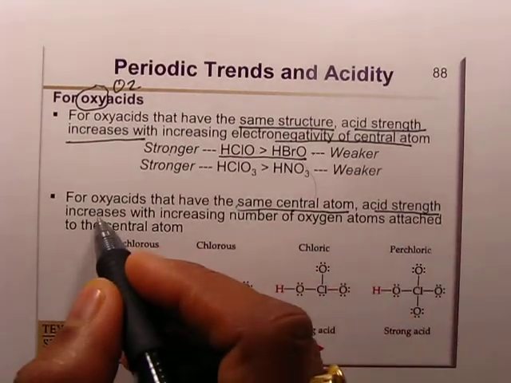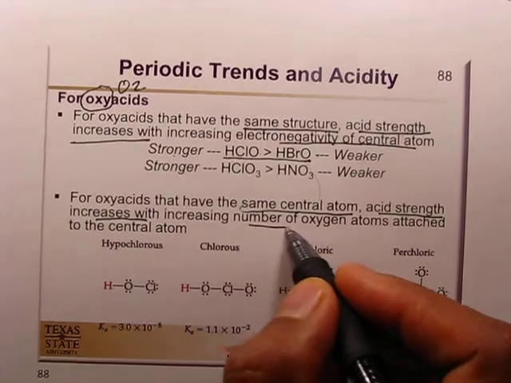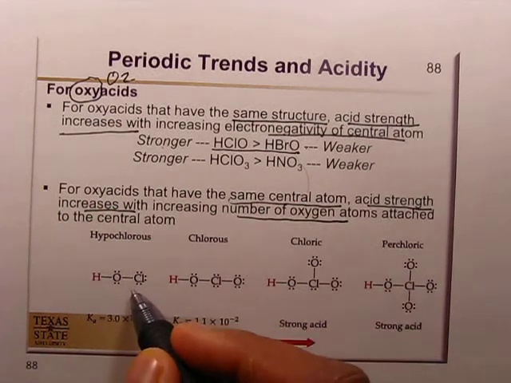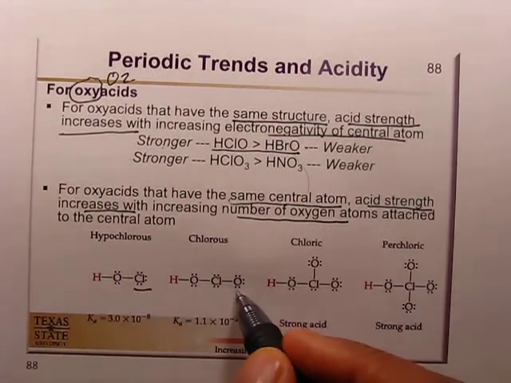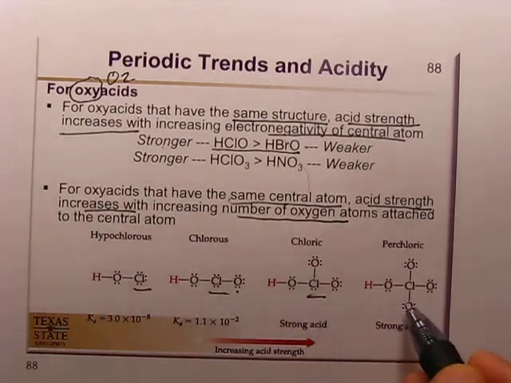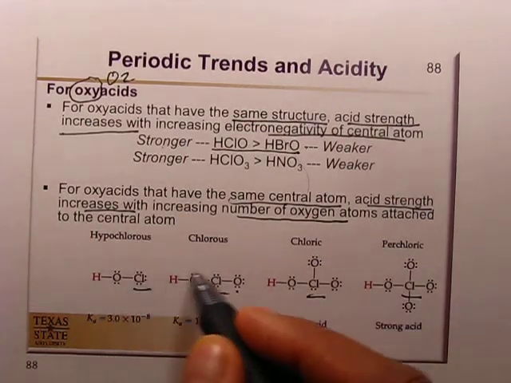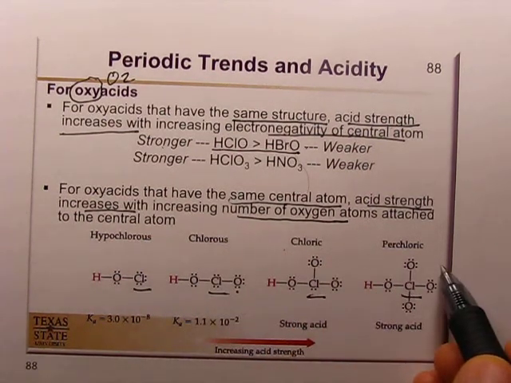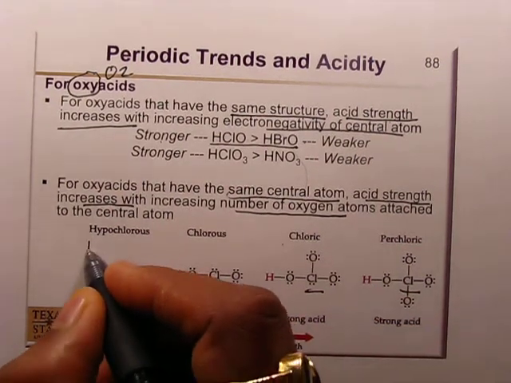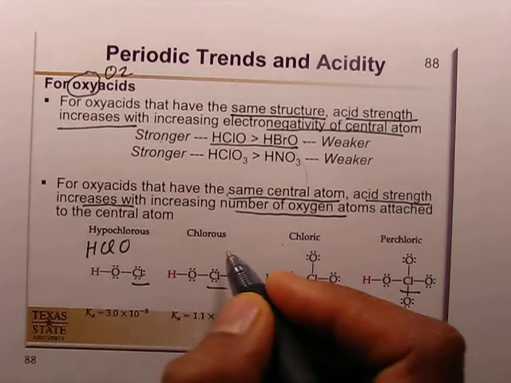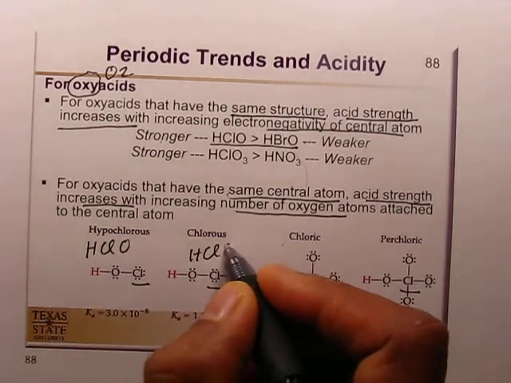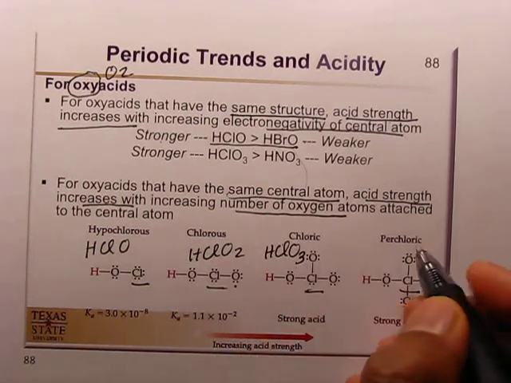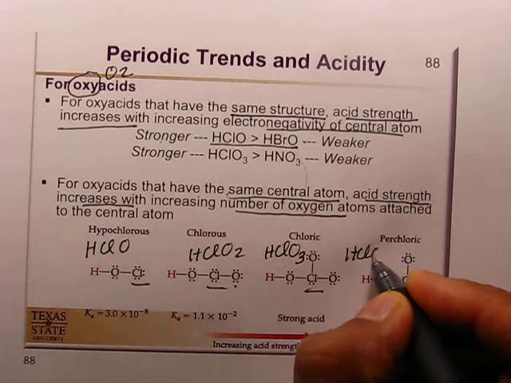acid strength increases with increasing number of oxygen atoms. So for example, here we have chlorine, and then chlorine, and chlorine. So the central atom is the same in all four of them. One is hypochlorous acid, one is chlorous acid, one is chloric acid, one is perchloric acid. So the chemical formula for this one would be HClO. Here is HClO2. Here is HClO3, and here is HClO4.